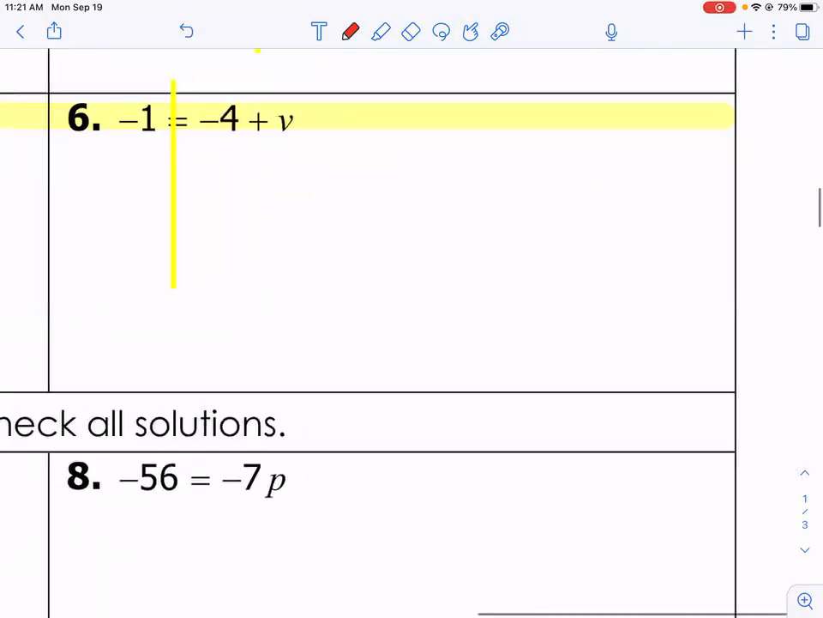Okay, for number 6. Ryan, what do we do to both sides? Plus what? Plus 4. And Ryan, when you add 4 to both sides, what do you get on that left side? 3.